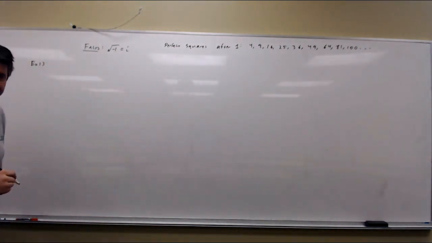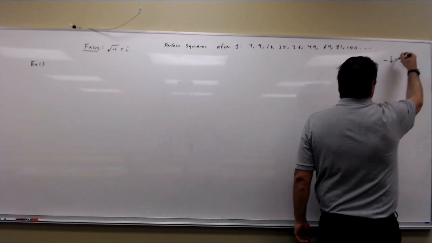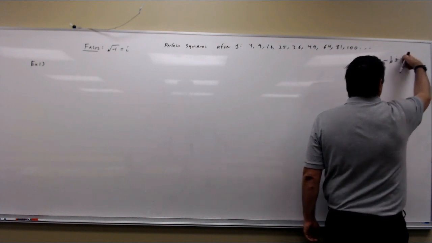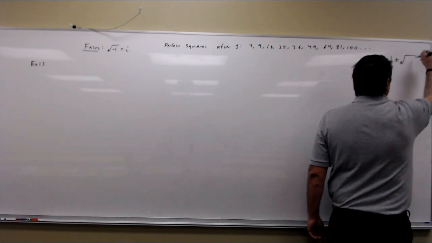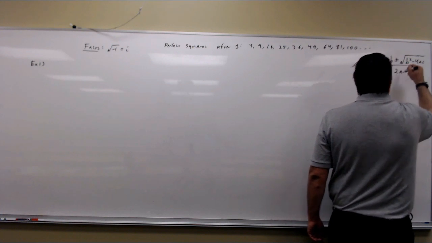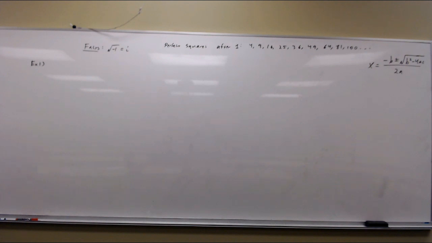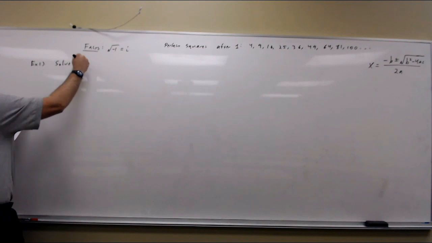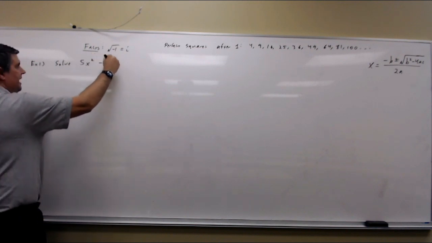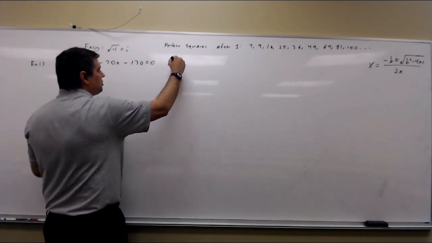Example 1. By the way, I'm going to go ahead and put the quadratic formula over here. All right, so example 1. Solve 5x squared minus 70x minus 130 equals 0 by completing the square.